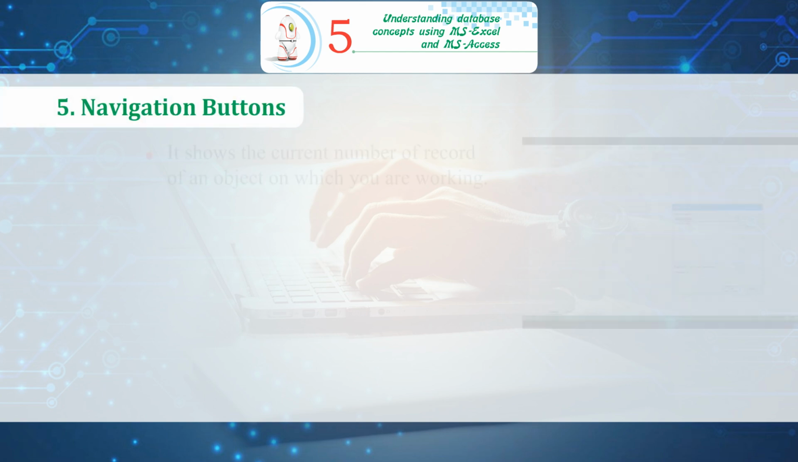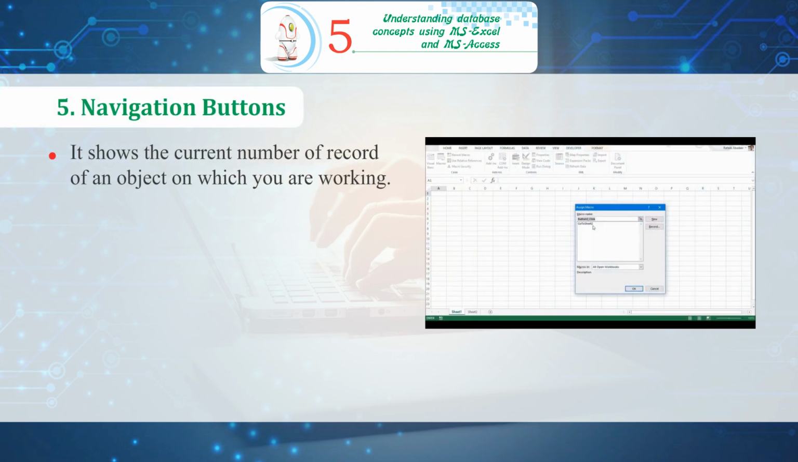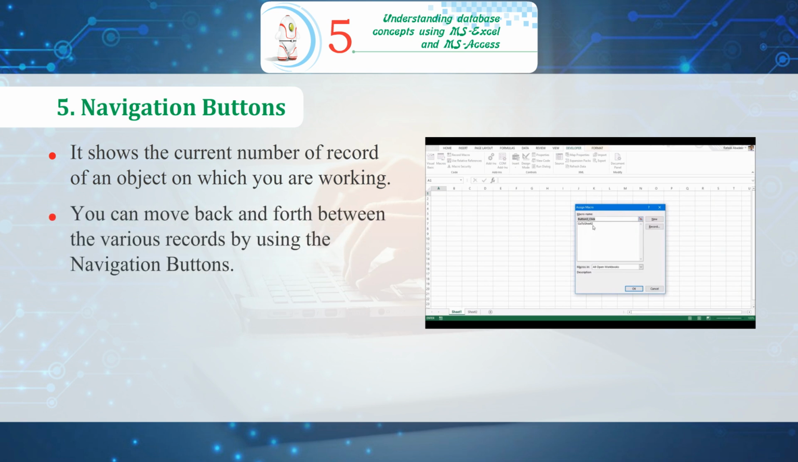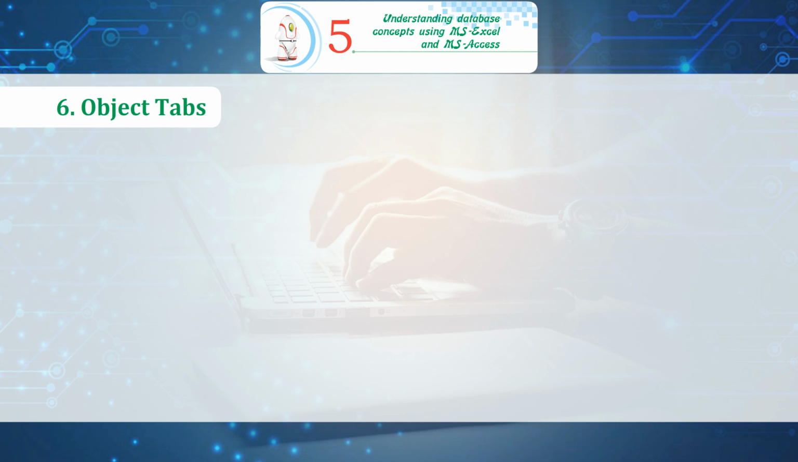5. Navigation buttons. It shows the current number of record of an object on which you are working. You can move back and forth between the various records by using the navigation buttons.